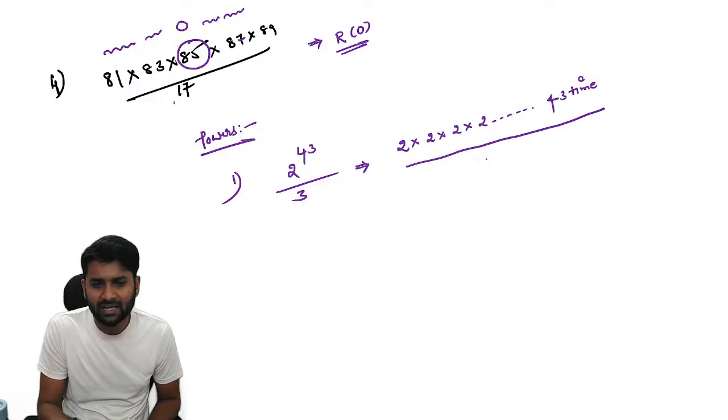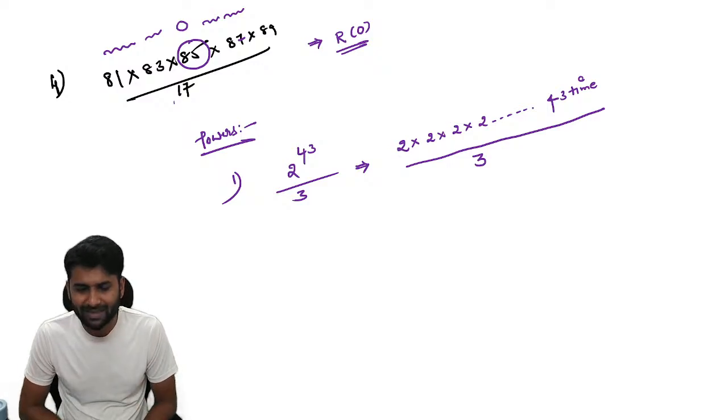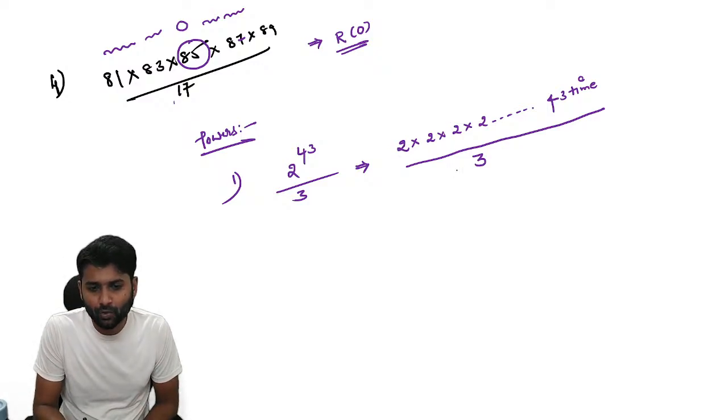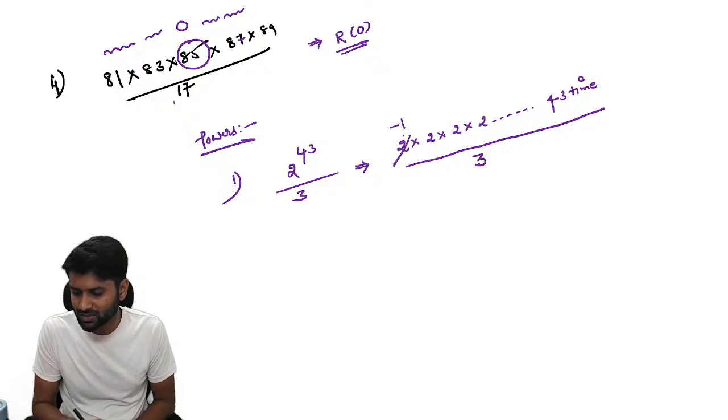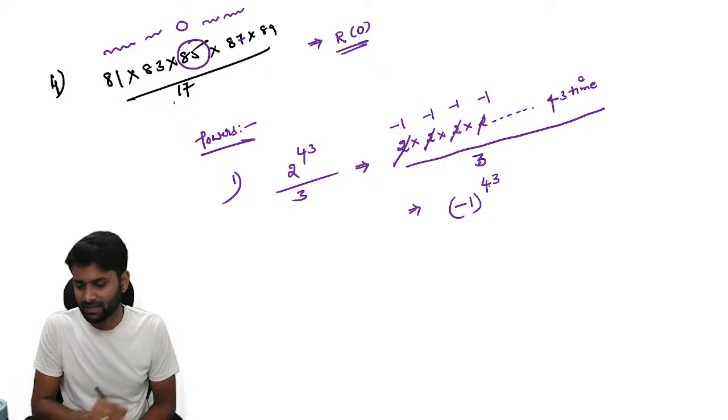Now, each and every 2 is divided by 3. You have to verify whether it is divided by 3 or not. If 2 is divided by 3, you will get remainder minus 1. We are applying the concept of negative. 2 divided by 3, remainder is minus 1. 2 divided by 3, remainder is minus 1. And the minus 1 is repeated 43 times.